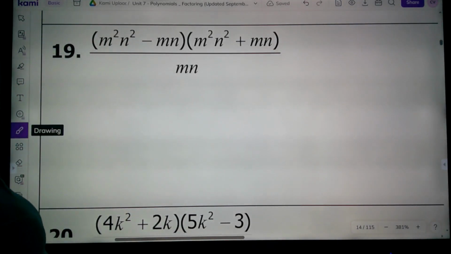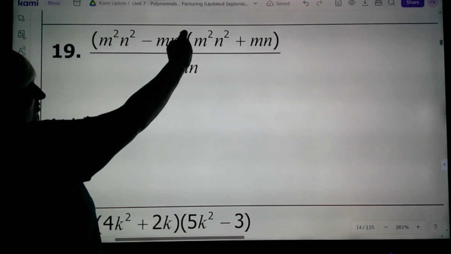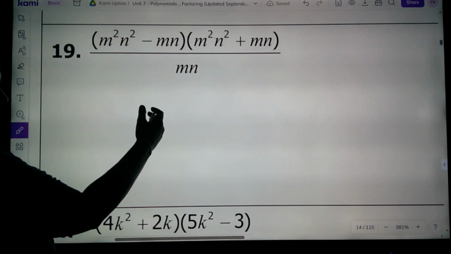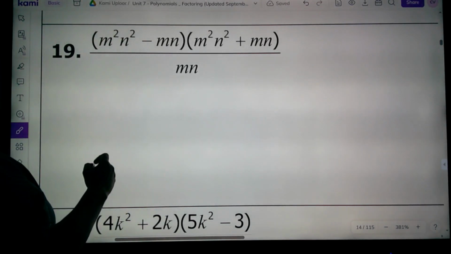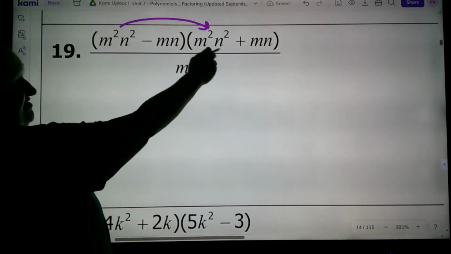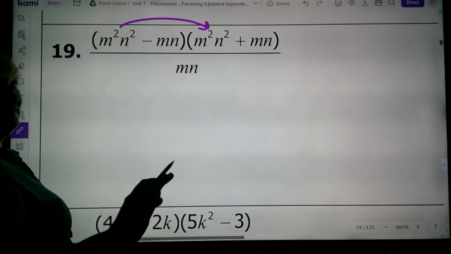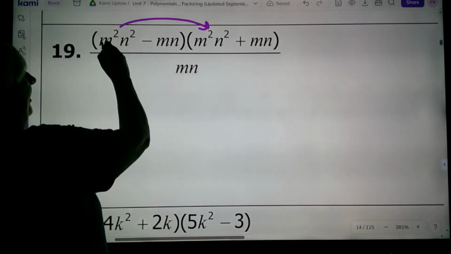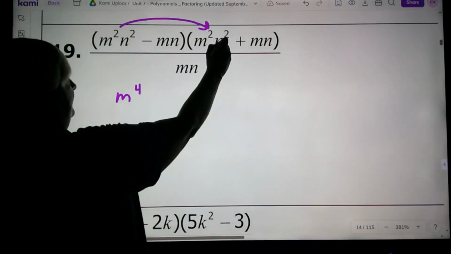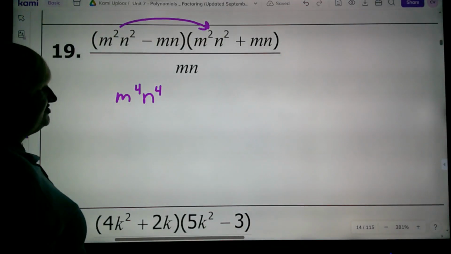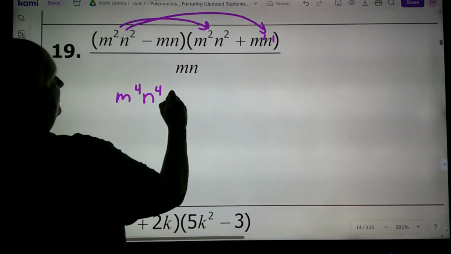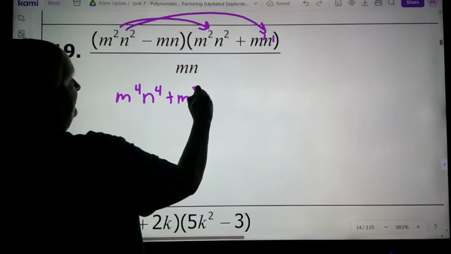Alright, so because multiplication is on top here, you have to do that first, and then divide. Right? So distribute. This times this. The coefficients are all invisible ones, so you can ignore them because 1 times 1 is 1. M squared times m squared is m to the 4th, 2 plus 2. N squared times n squared is n to the 4th, because it's 2 plus 2. And then we're going to go over here. We have m to the 1st and n to the 1st. So we're going to have plus m to the 3rd, n to the 3rd.